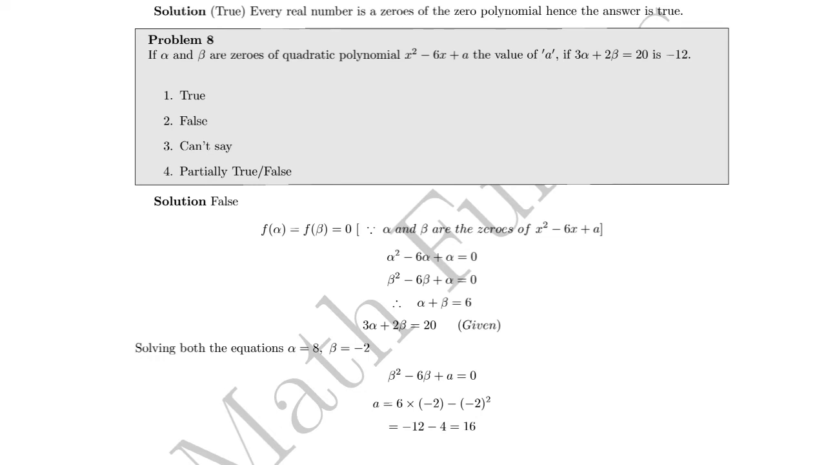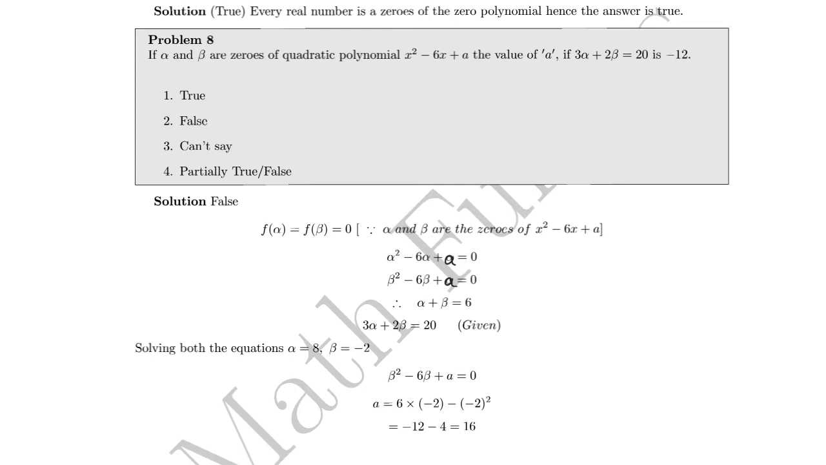If we put alpha here in this equation, we'll get alpha square minus 6 alpha plus alpha is equal to 0. If we put beta here, then we'll get beta square minus 6 beta plus alpha is equal to 0. Sorry, here's a mistake. Here alpha, that's not alpha, that's a. Let's change it. Here alpha is not alpha, it is a.